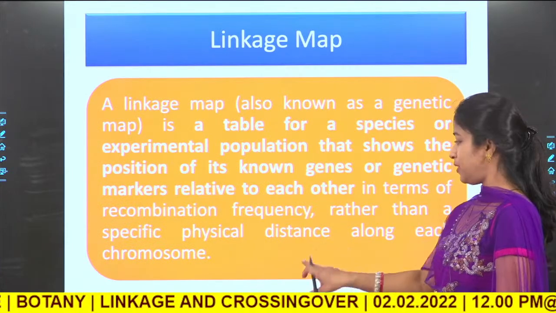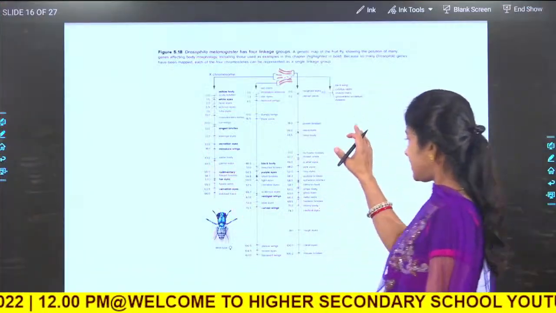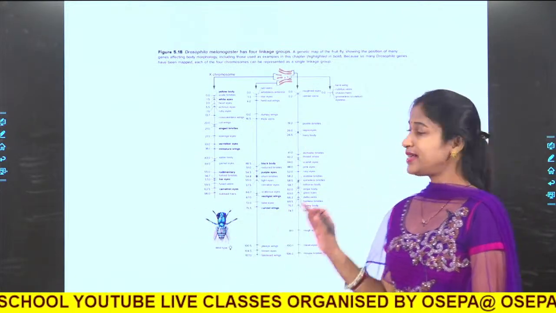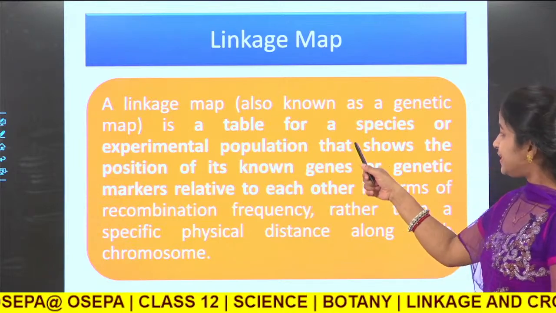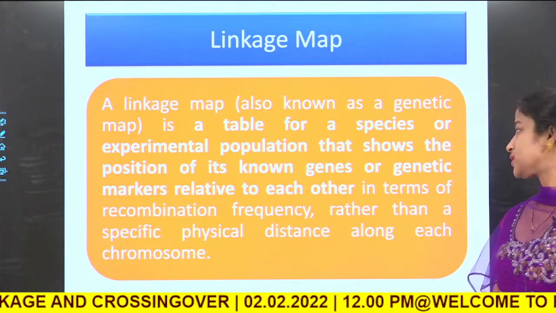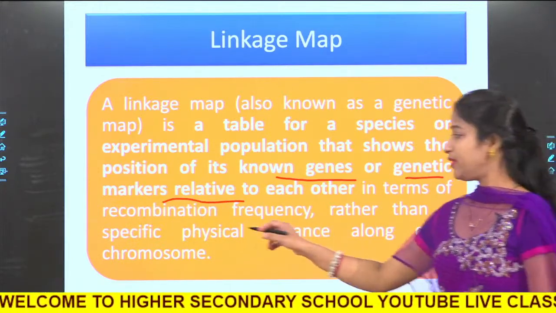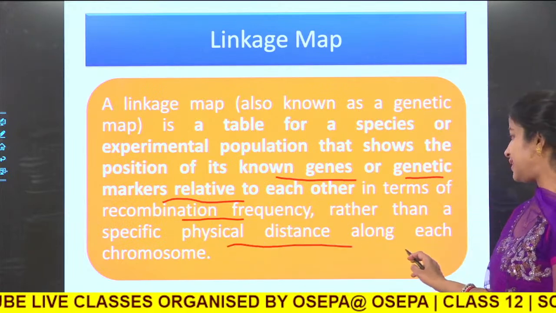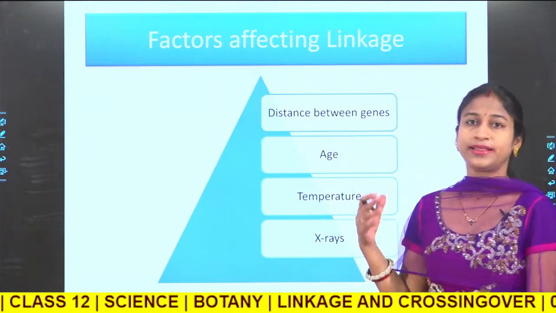So, what is a linkage map? As I have shown you here, this is a linkage map. It shows the position of the genes in terms of recombination frequency. This is actually not a physical map. A linkage map is a table for a species or experimental population that shows the position of its known genes or genetic markers relative to each other in terms of recombination frequency, rather than a specific physical distance along each chromosome. So, let us have a look at the factors that affect a linkage map.